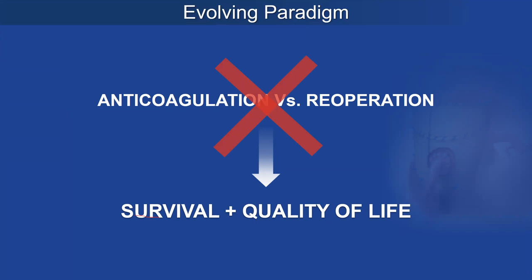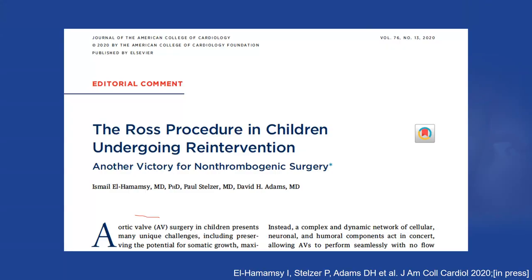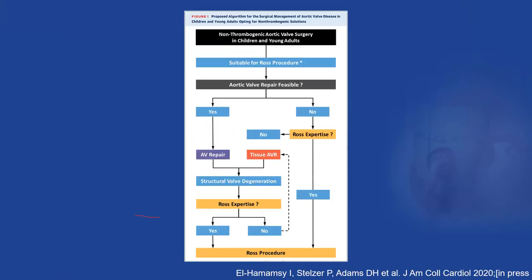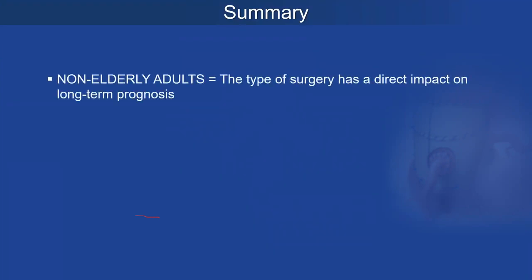And I think that different choices have a direct impact on survival and quality of life. And we have enough evidence today to be able to support and inform patients in a very clear way as to what the impact of these choices have on their long-term survival. I'll skip this, but this is our algorithm as to how we approach young patients with aortic valve disease who require surgery. But suffice it to say, to summarize, that in non-elderly adults, I think the type of surgery has a direct impact on long-term prognosis.